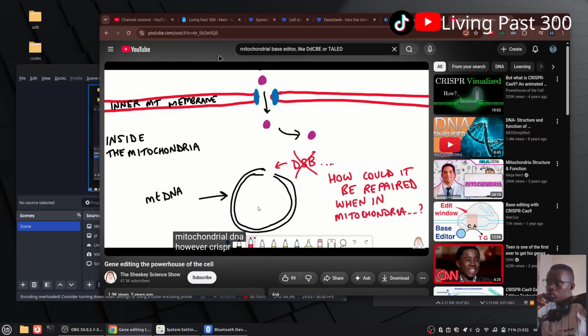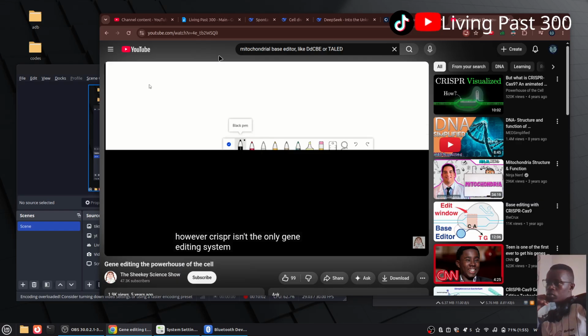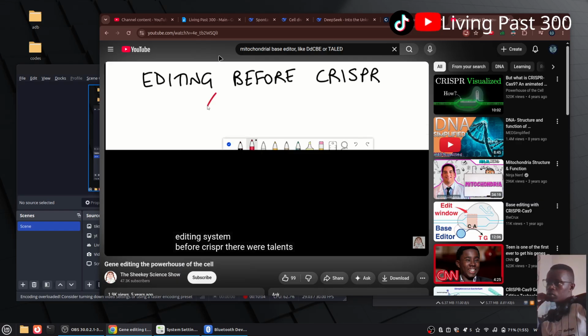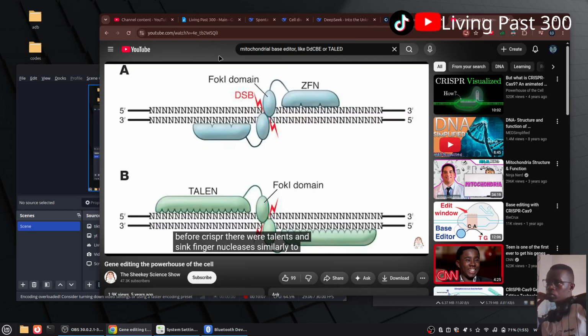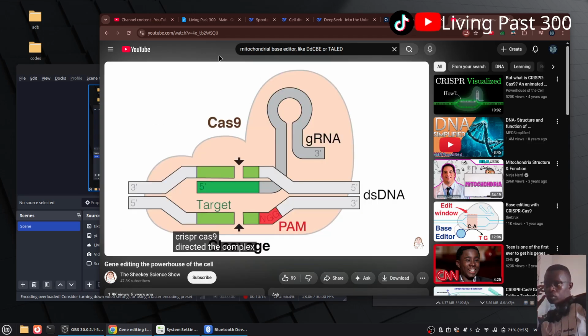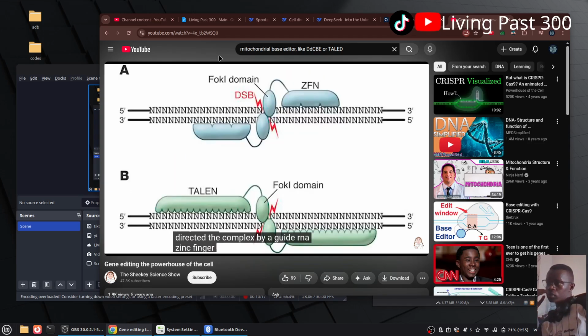However, CRISPR isn't the only gene editing system. Before CRISPR, there were TALENs and zinc finger nucleases. Similarly to CRISPR-Cas9, these two different editing techniques also induce double-stranded breaks. However, the key difference is that CRISPR-Cas9 is directed to the complex by a guide RNA. Zinc finger nucleases and TALENs require protein-DNA interactions.